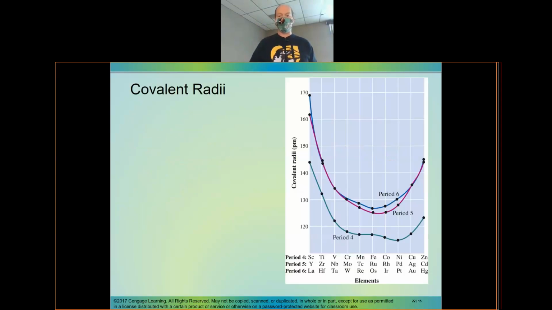All right, so we have a plot here, and the period 4, again, that's our 3D. This is period 4, which is our 3D. If you look at, say, cobalt, its covalent radius, you can read it off of here, it's about 115 or so.